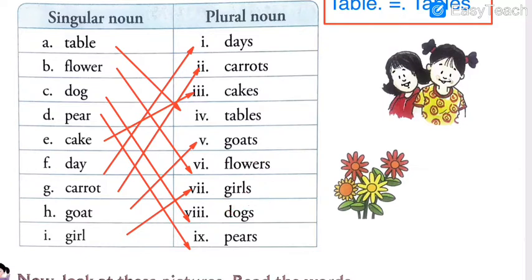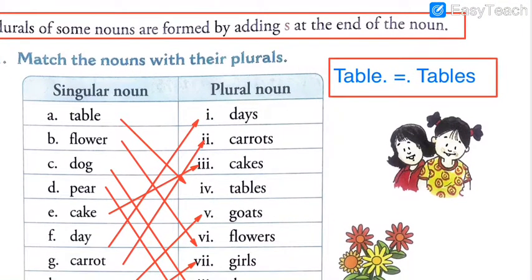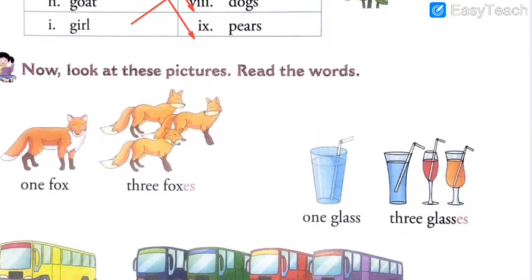I hope the one who is writing in the rough book, they have got sufficient time to write, and the one who are solving it in the textbook itself, they have solved along with me. So this was the end of exercise 1, chapter 3. I hope this was very easy for you, as you just had to make the plural by adding s. So exercise 1 is done. Let's move towards the next topic.